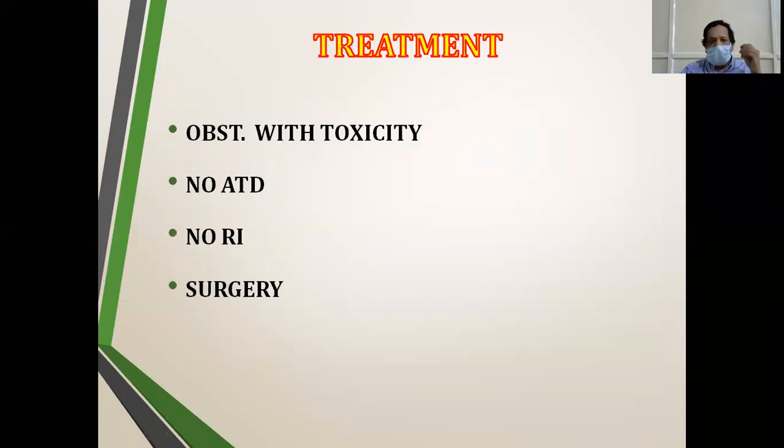So obstruction with toxicity: no anti-thyroid drugs, no radioactive iodine, only surgery. Surgery is the treatment of choice for retrosternal goiter when it is associated with obstruction, with or without toxicity. You have no other choice. You can't give these, as they cause further enlargement of the gland and worsen the clinical situation. Superior vena cava obstruction becomes worse because there is an enlarging tumor pressing on the vital structures.